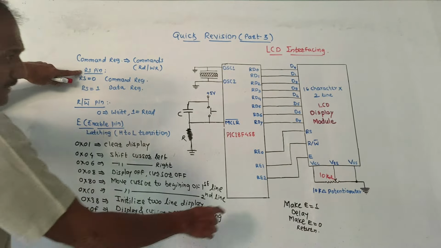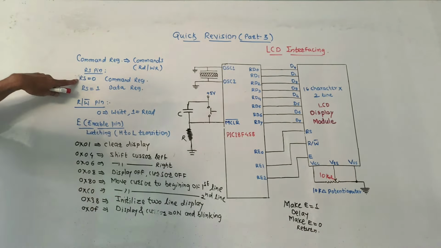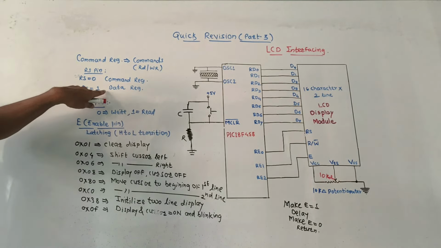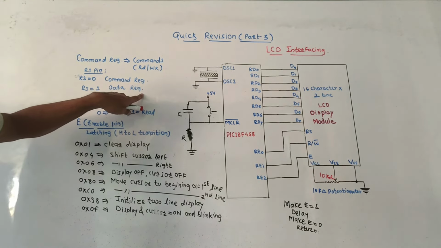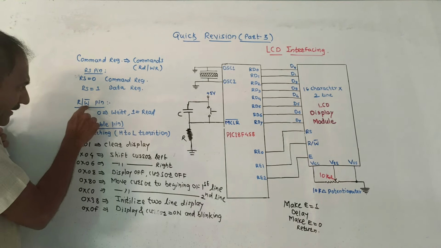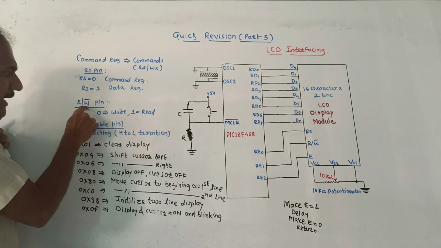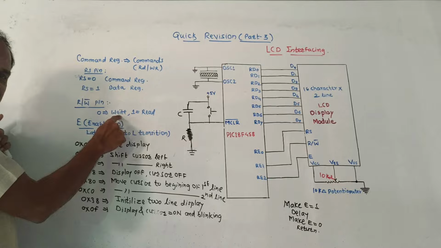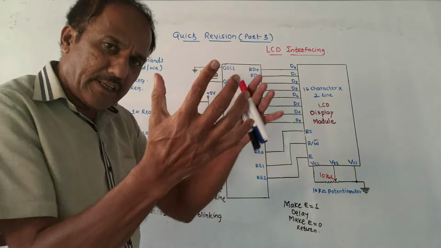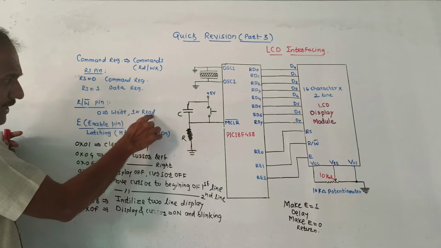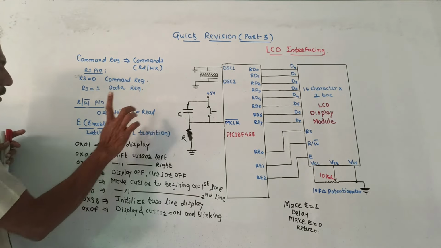Then the RS pin. If RS is equal to 0, we will be using the command register, and if RS is equal to 1, we will be using the data register. Then the read write pin. This is R/W bar, that is the read write pin. When this pin is made 0, it indicates you want to perform a writing operation. That means you want to display something using the LCD display. When it is 1, it means you are performing a reading operation.